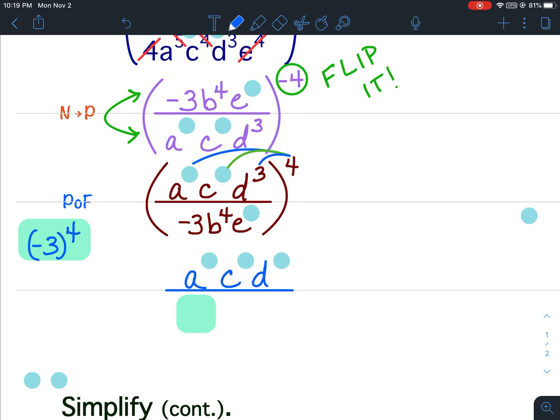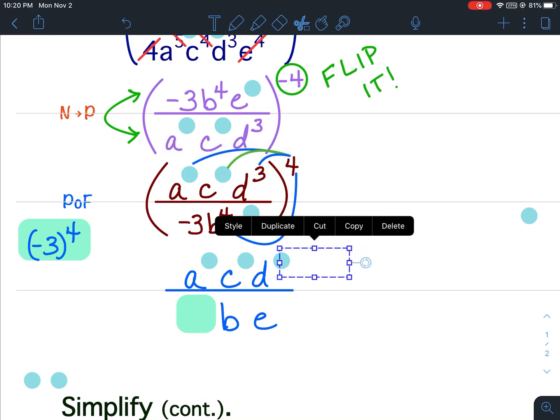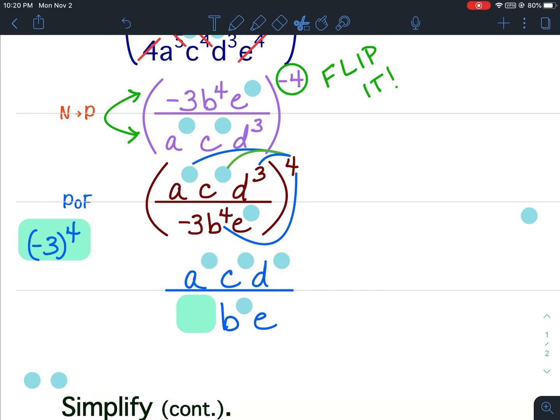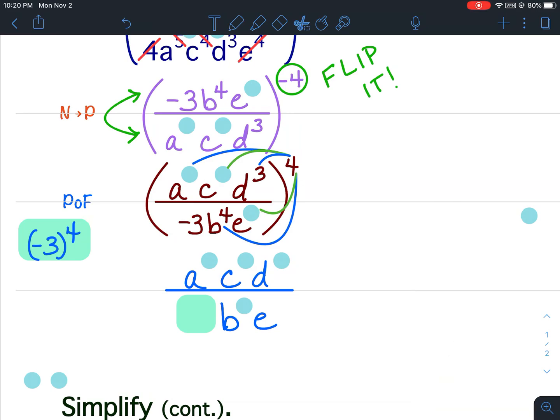And then you've got a B and an E on the bottom. You're going to have to multiply those exponents to figure out what your exponent for the B should be for your answer. And then you're going to multiply this to figure out what your exponent for the E should be in the answer. And then that would be it for question number 3.